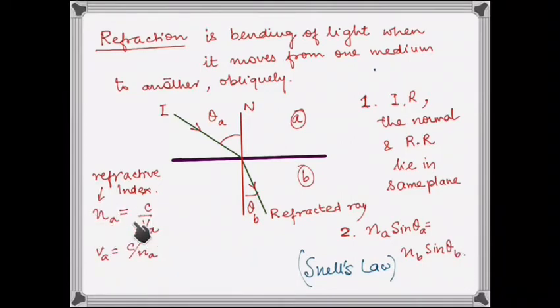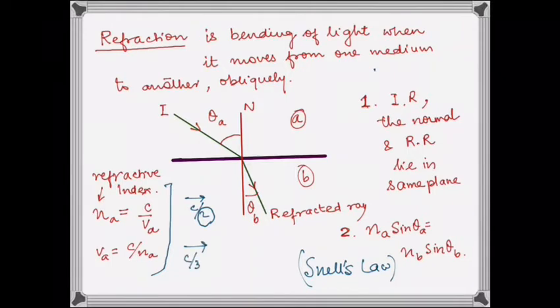Refractive index of any medium is equal to c over v, where c stands for the speed of light in vacuum, that is 3 into 10 to the power 8, and v is the speed of light in that medium. So suppose in a medium the speed of light is half of that in vacuum. If the speed of light is c by 2, then the refractive index of that medium is 2. If the speed of light is c by 3, then the refractive index is 3. So refractive index is the number by which the speed gets reduced.